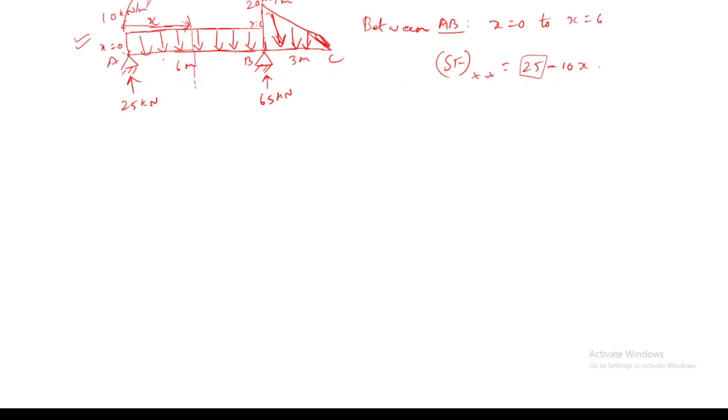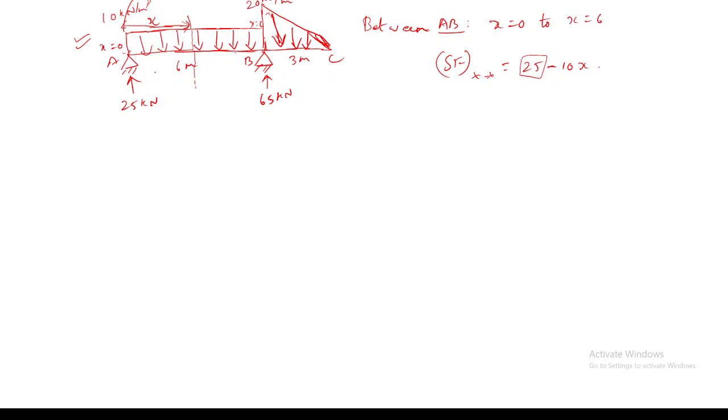See, first we are taking a cross section between AB. Now what we are doing is splitting the entire beam into two parts, one between AB and another between B and C. For AB we will have a separate shear force and bending moment equation, whereas for the part BC I will have a separate bending moment and shear force equation. So after selecting this part AB, I am taking a cross section at a distance of x from the origin.